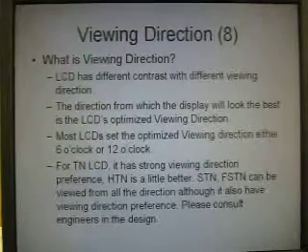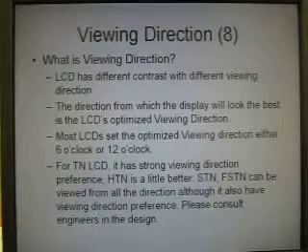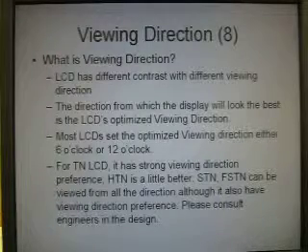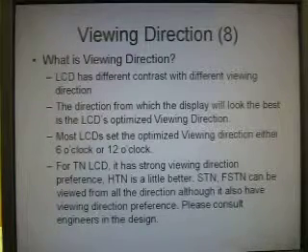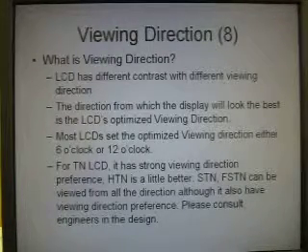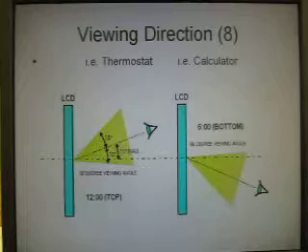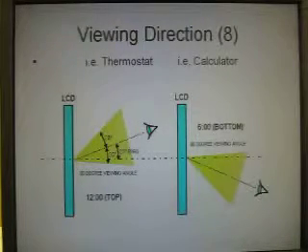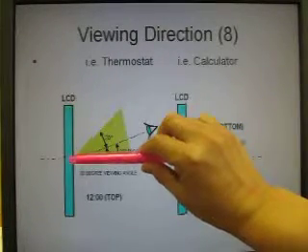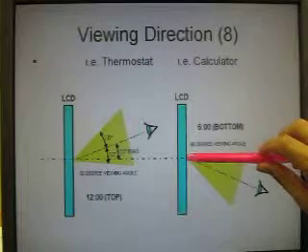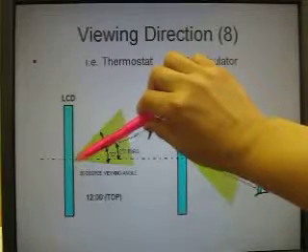For TN LCD, it has a strong viewing direction preference. HTN is a little bit better. STN and FSTN can be viewed from all directions, although they also have a viewing direction preference. Please check with an engineer in the real design. From here, you can see how we classify the viewing direction. If it's lower than that, it's 6 o'clock. If it's higher than that, it's 12 o'clock.